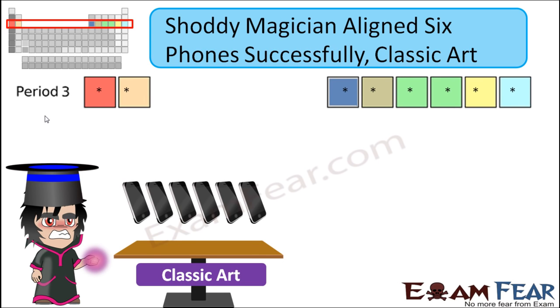So, what do you think is our memory tip looking at the picture that we have on the screen? We have a Saudi magician who is doing some sort of magic with mobile phones, and in fact we see that 6 mobile phones are hanging in the air, and that's his classic art. So, the memory tip here is Saudi magician aligned 6 phones successfully, classic art.